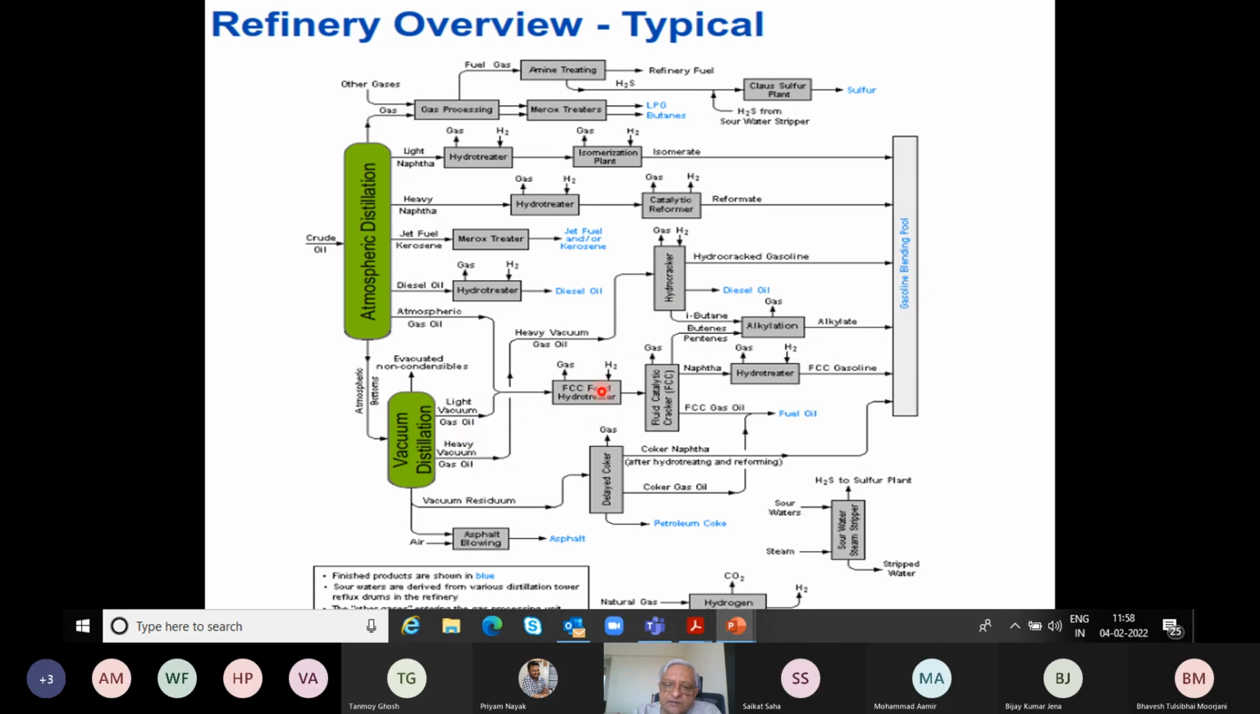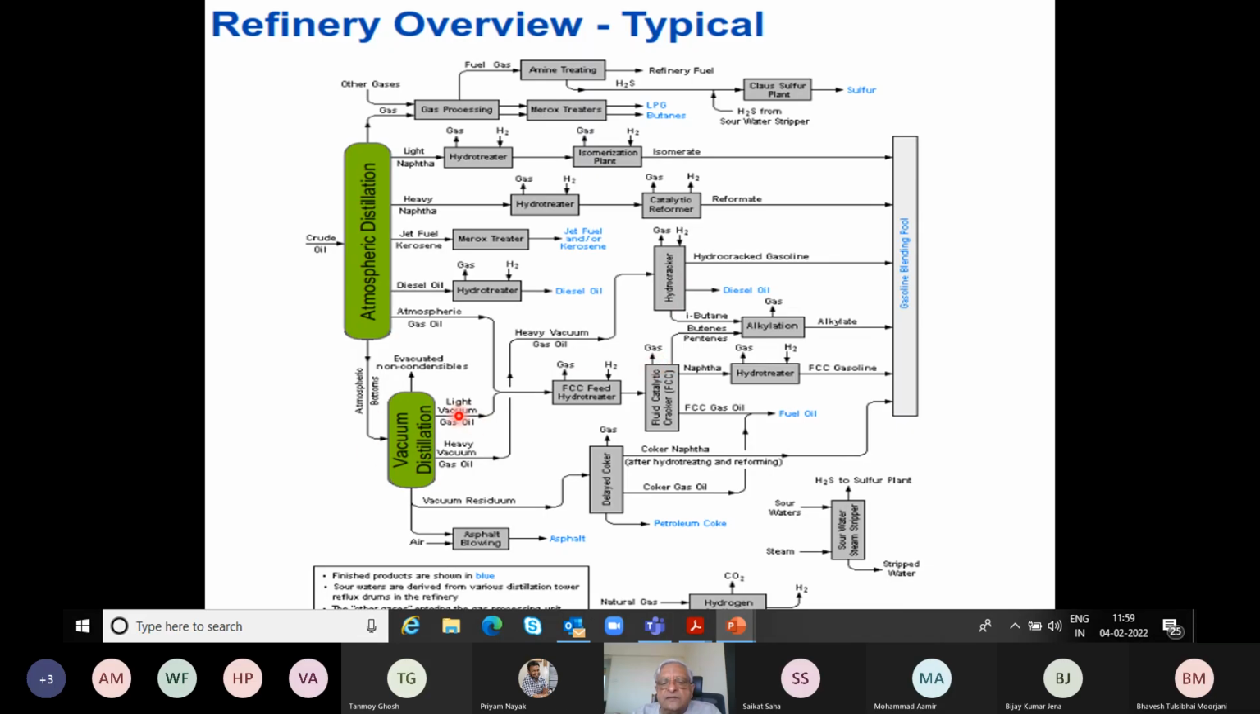Or actually, it can go into a fluidized catalytic cracking unit, called the FCC unit, where you crack in the presence of a catalyst, no hydrogen here, and you get olefins, naphtha, and diesel. So these are two very important secondary processing units in a refinery. In this course, I will teach both of these units to you. In fact, either FCC or a hydrocracker or both are a part of every refinery in the world.